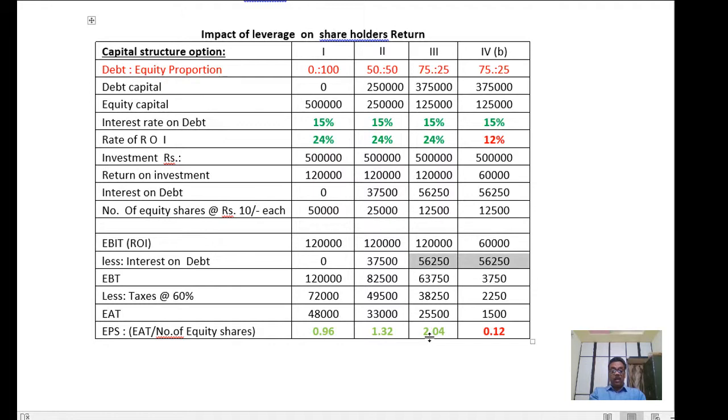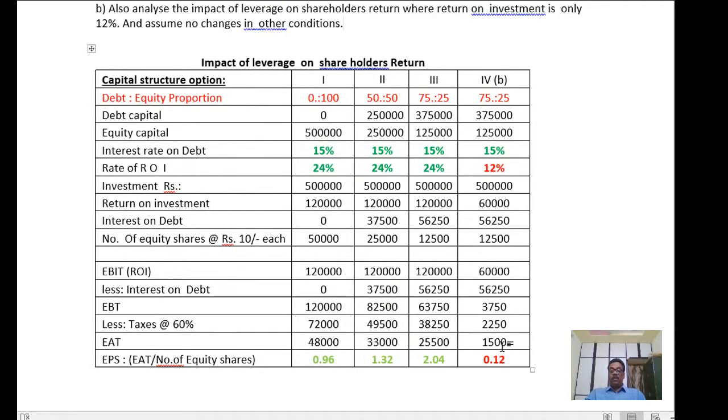So accordingly, the earnings after taxes as well as the EPS have drastically come down from 2 rupees 4 paise to 12 paise. So a comparison between the third and fourth options indicates that irrespective of the debt proportion, the returns will be impacted. As long as the return on investment is higher than the interest payable on debt, in options 1, 2, 3, the return on investment is 24% whereas the interest payable on debt is 15%, so there is positive growth in EPS.